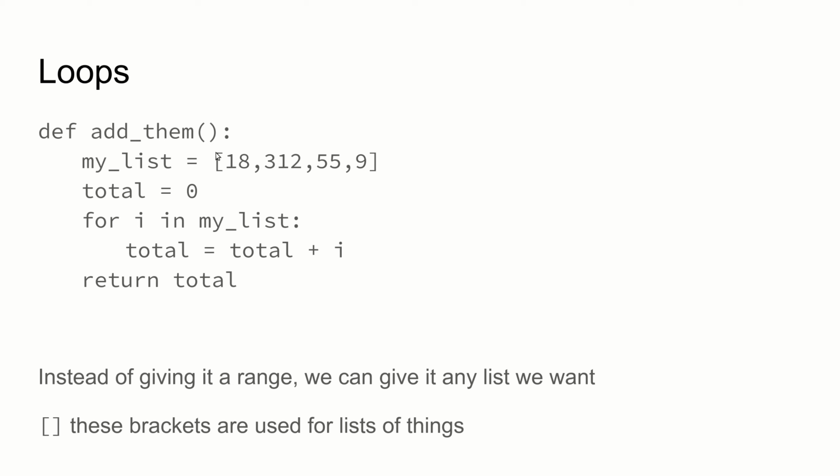I gets 18, and so total equals 0 plus 18, and it becomes 18 there. And then I gets 312, and total is going to get 312 added to it. And then we flip back up, I gets 55, and so total will get 55 added to it. And so by the end of this, we will have the total, the sum of all of the items from this list here. So we can do a wide range of things with this. If we've got some grouping of data, whether that's a range of numbers using the range function, or whether that's a list like these ones here.